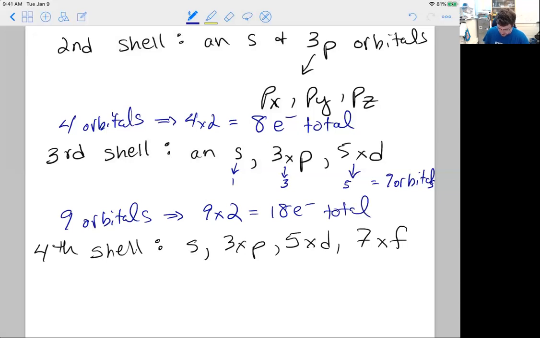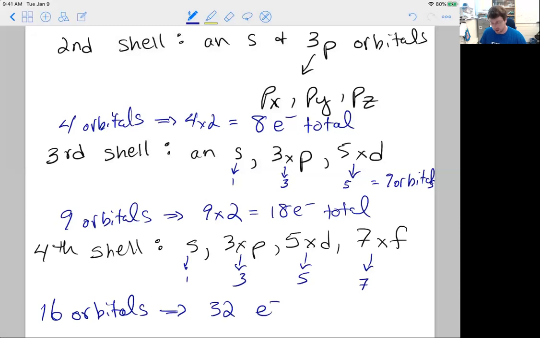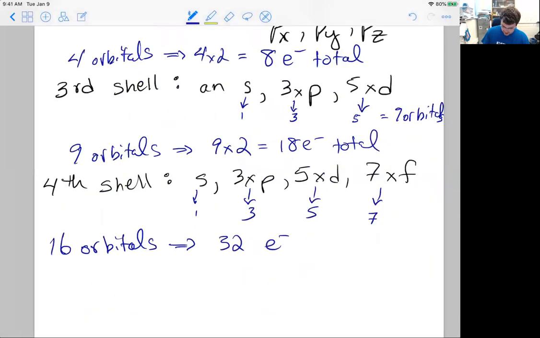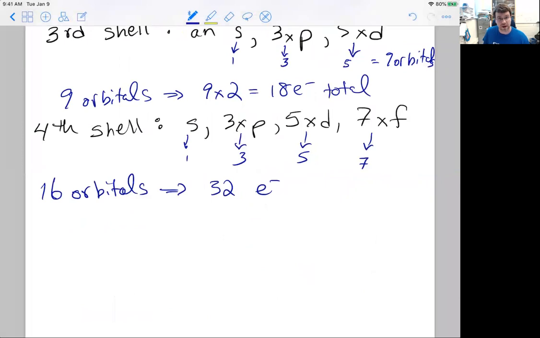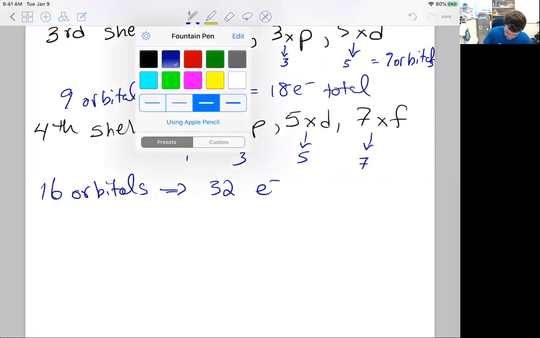In the fourth shell, what we have is the opportunity to have an s, which is 1, 3 p orbitals, 5 d orbitals, and 7 f orbitals. It's the answer before, which was 9, plus 7 is 16. So with 16 orbitals we can hold all the way up to 32 electrons in the fourth shell of orbitals surrounding an atom.